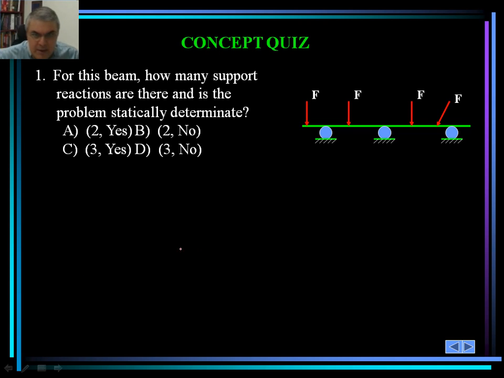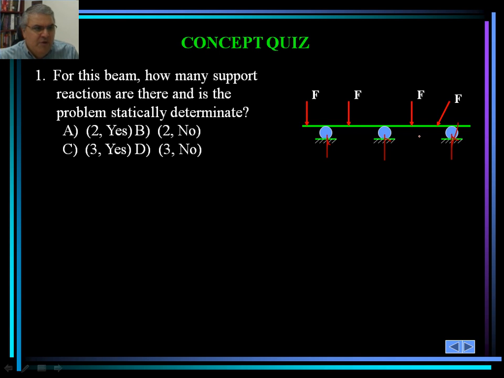So let's take a look at a concept quiz together to see what we've been doing so far. Remember, these concept quizzes are given so you can check what you've just learned. For this beam, how many support reactions are there, and is the problem statically determinate? Let's identify those first. This is a roller, so we're going to have one here. This is also a roller, so we're going to have another one here. This is also a roller, so we're going to have three reactions here.